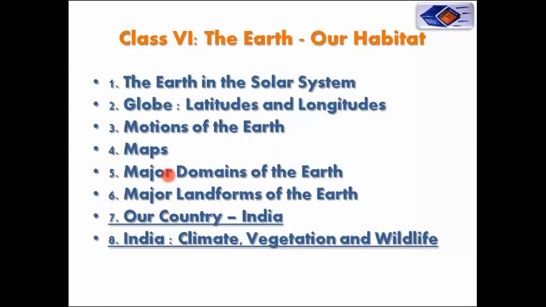Coming to the 6th chapter, that is major landforms of the Earth, we studied different landforms like mountains, plateaus, plains, etc. And coming to the present chapters, the 7th and 8th chapters. The 7th chapter is our country, India, and the 8th chapter is India, climate, vegetation, and wildlife. Let's go to the NCERT PDFs for these 2 lessons.